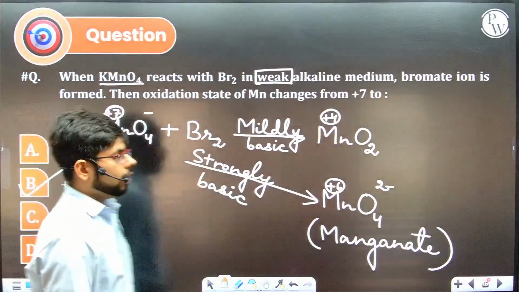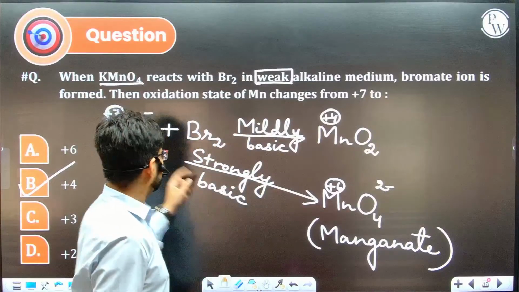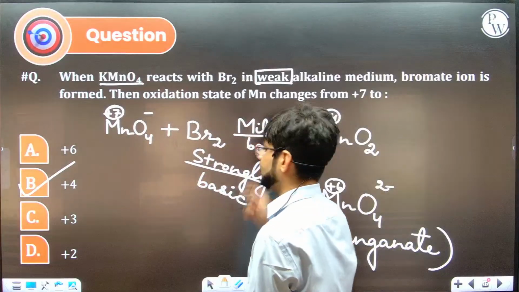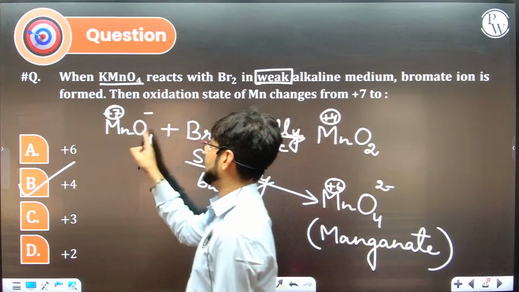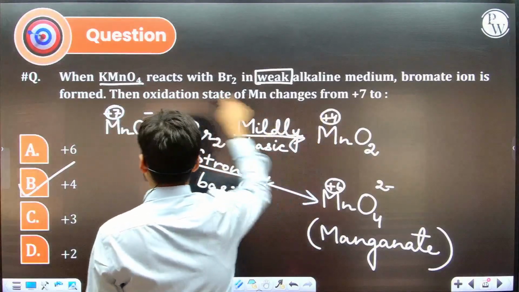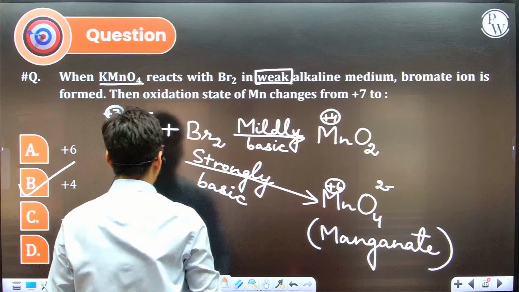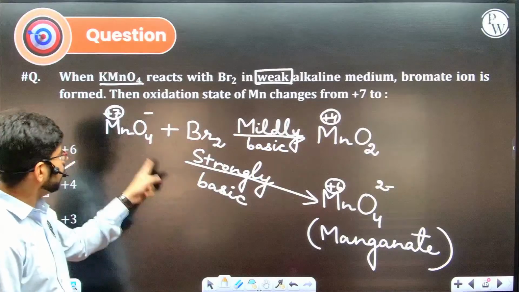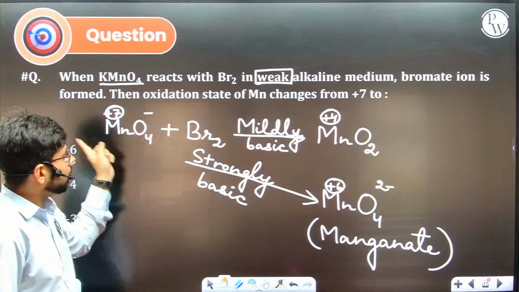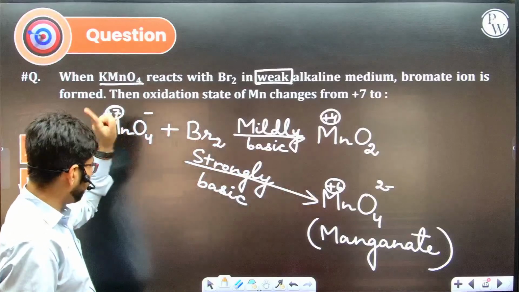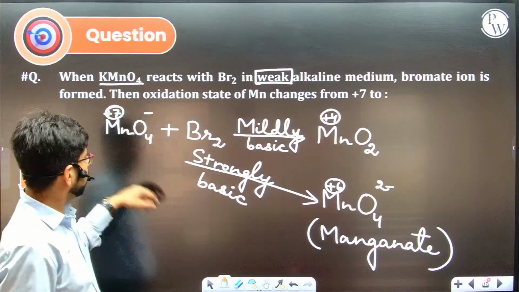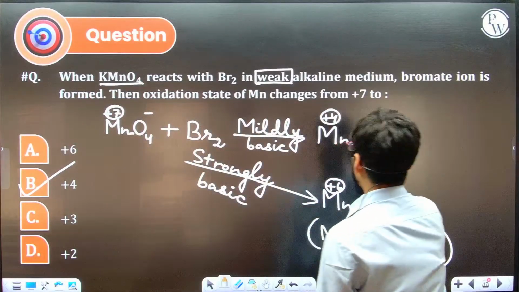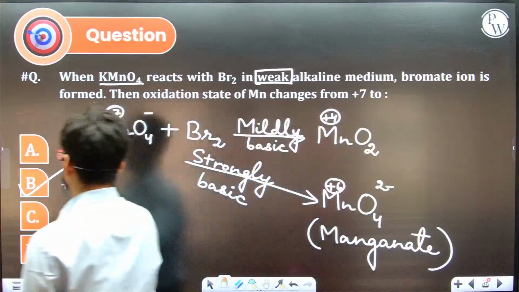So they can ask you n factor of KMnO4 in mildly basic solution or also in strongly basic solution. So what is the n factor of KMnO4 in mildly basic solution? It will be 4 minus 7 and then the modulus, so 3. So the n factor of KMnO4 is 3 in mildly basic solution, whereas the n factor of MnO4 minus is 6 minus 7 and then modulus, so 1, in strongly basic solution because we are getting this. MnO2 is called manganese dioxide. So here correct option is B.